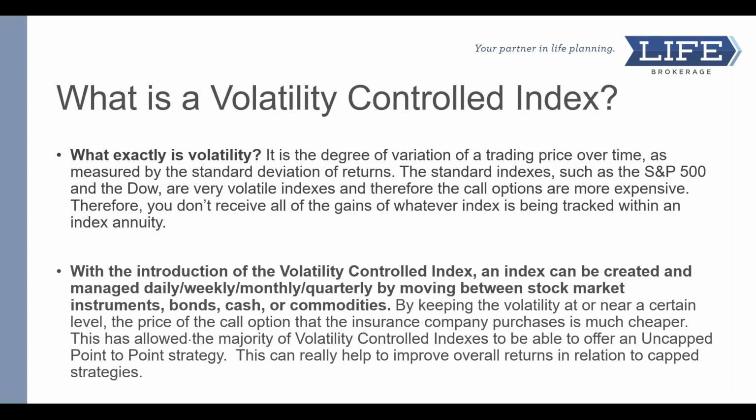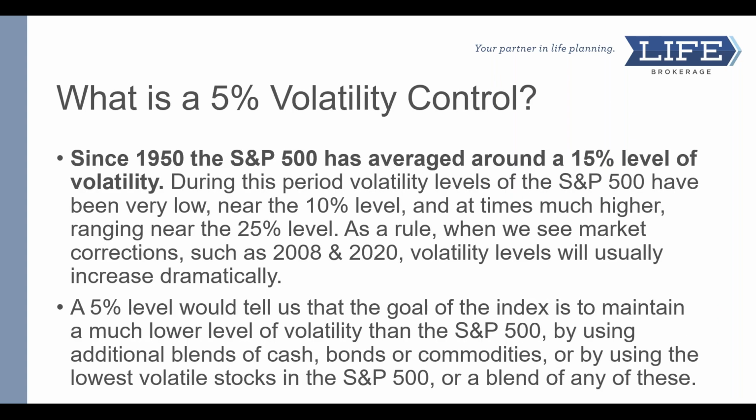So if you introduce a volatility control index, now you get to control that volatility at or near a certain level, and the price of that call option is much cheaper. So when you hear "what is a 5% volatility control," a lot of agents and wealth managers think you're targeting a 5% return, but it's really not looking at 5% growth. You're looking to manage at 5% volatility.